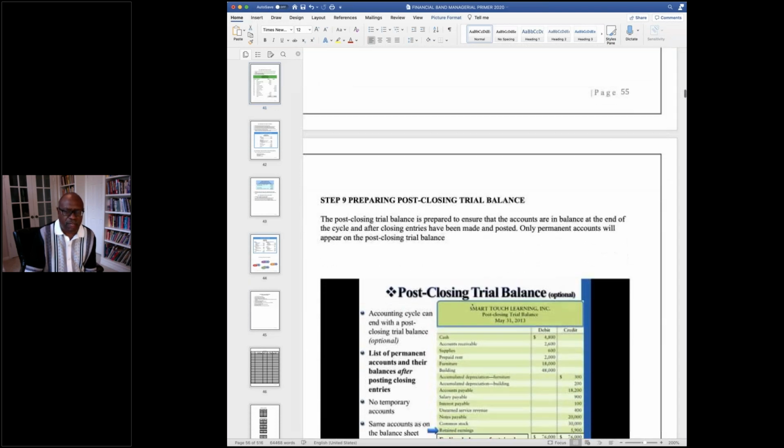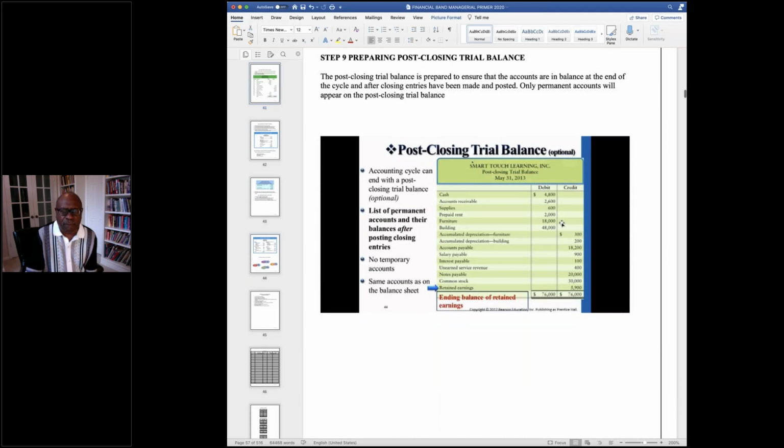And finally, we talked about the fact that we prepare a post-closing trial balance to make sure the accounts are in order, make sure there are no errors after posting, and we would just list each account so it would not be in balance sheet format, but each account is listed, and we want to make sure that we're in balance at the end of the period.